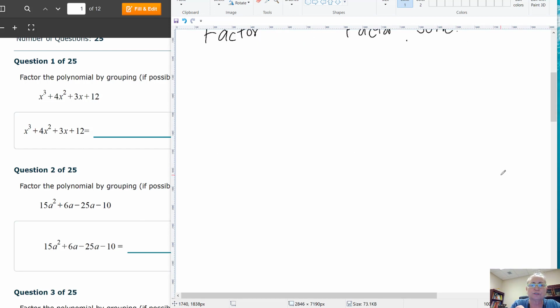Okay, so for example, number 1, x to the 3rd plus 4x to the 2nd plus 3x plus 12. I look at my terms to see, first of all, if I have a greatest common factor. Notice that these terms have no number in common that will divide into them, and they don't have an x in common because this 12 on the end has no x. So there is no common factor.